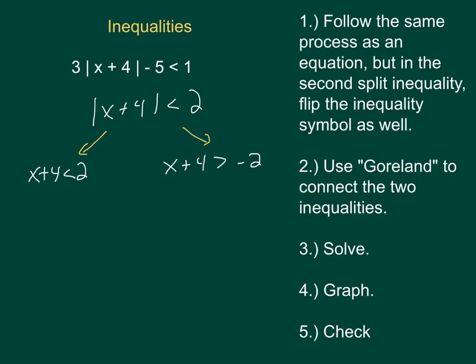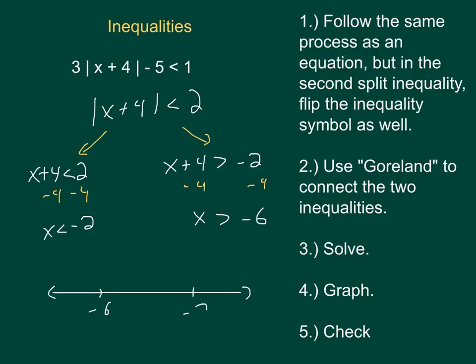And now I can solve each inequality. So I got minus 4, which gives me x is less than negative 2. And minus 4, which gives me x is greater than negative 6. Now with inequalities, I have this extra step of graphing. And so when I go to graph, I haven't thought yet about using and or. And that's going to come in just a second.